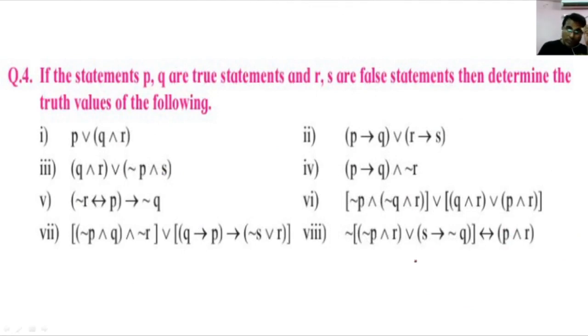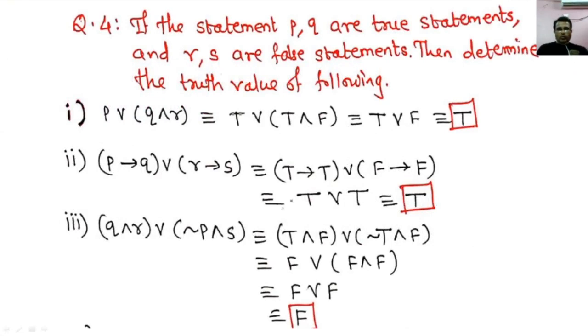In question 4, we have to consider two statements P and Q as true and two statements R and S as false, and using these truth values you have to obtain truth values of some compound statements which are obtained by using all the connectives or, and, if then, if and only if, negation, etc. So see one by one their solutions. Question 4 is, if statements P, Q are true and statements R, S are false, then determine the truth value of the given.